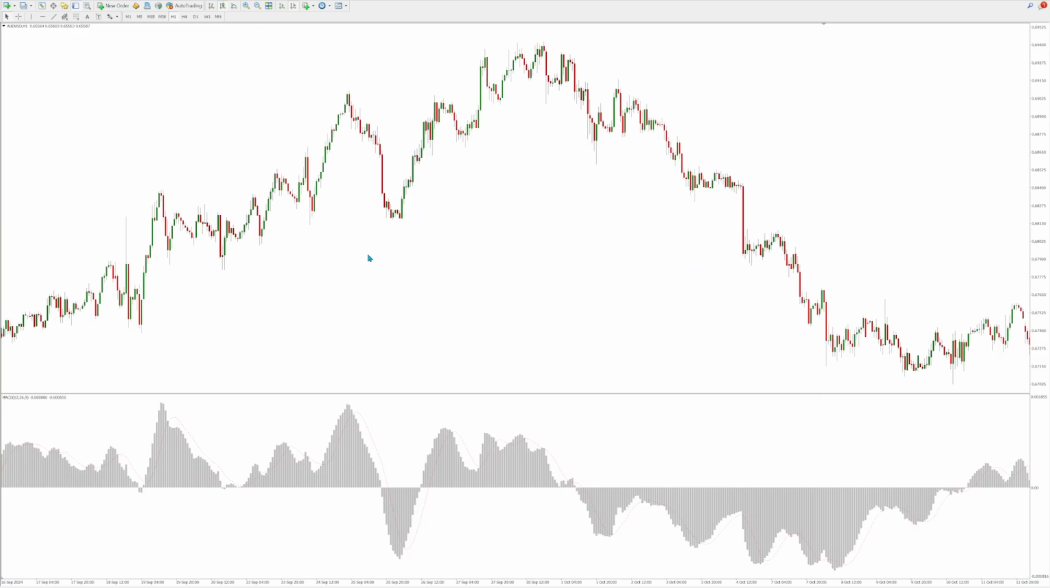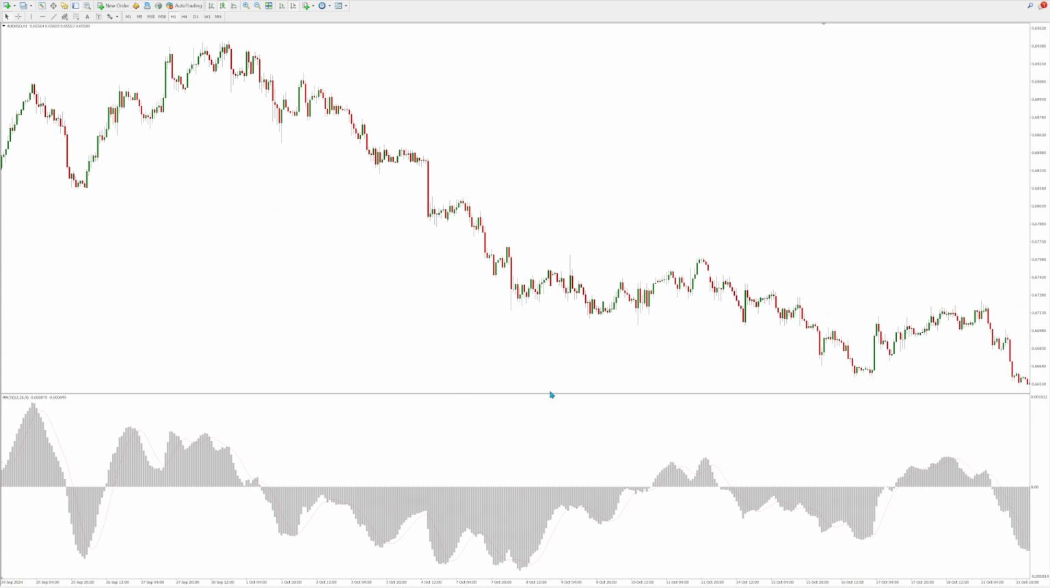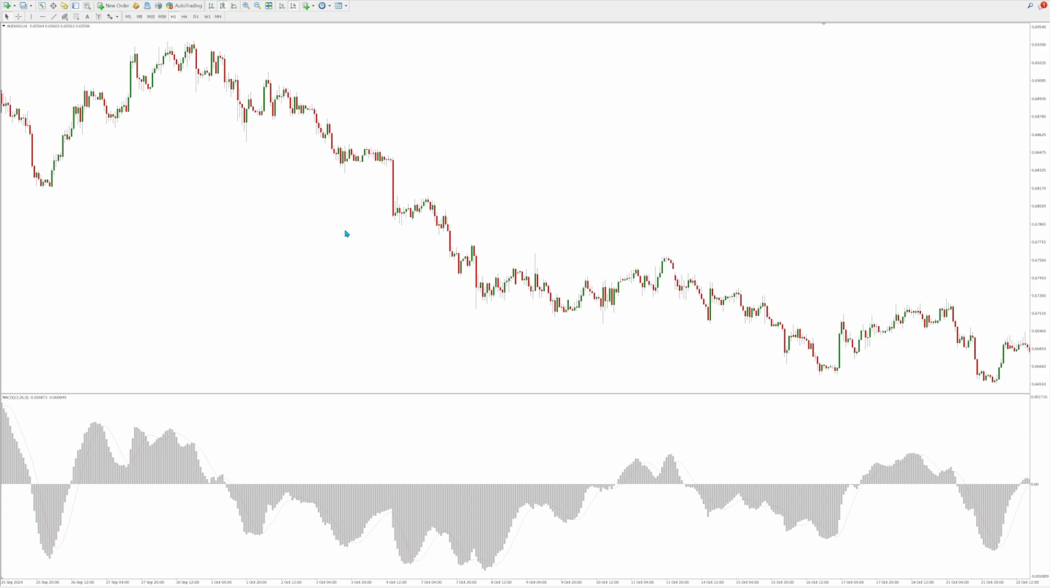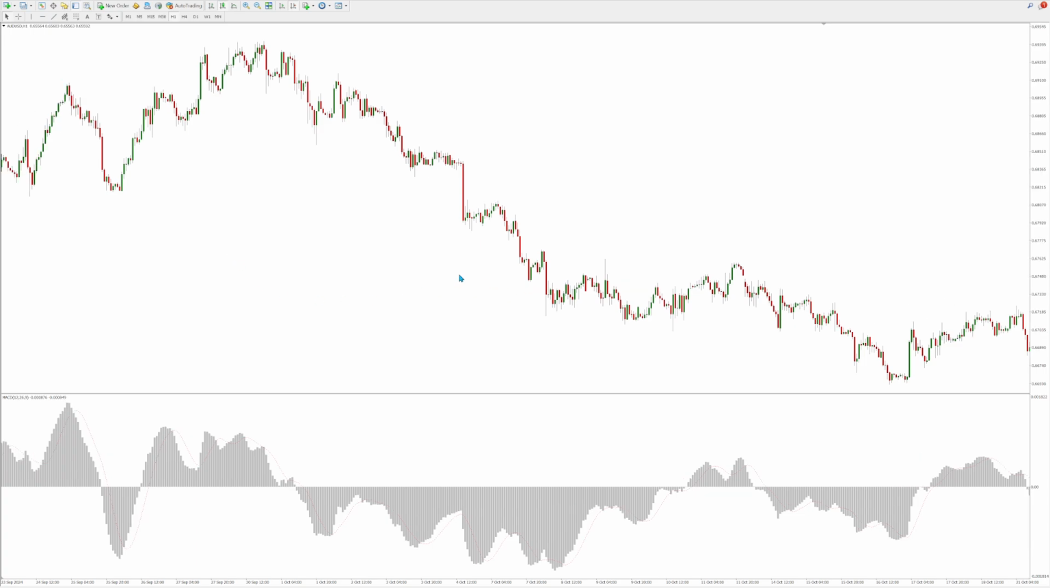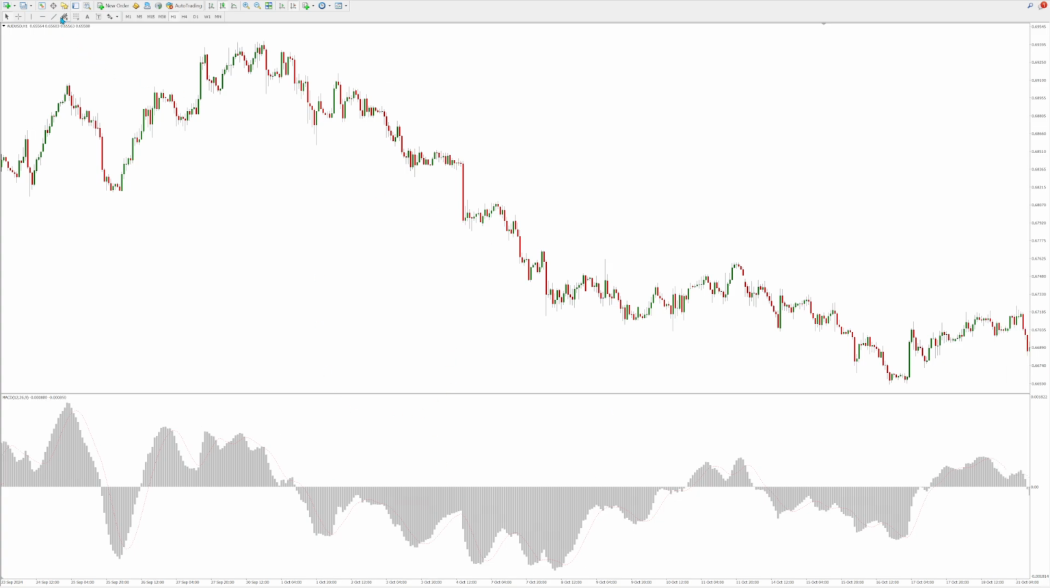Okay, so for this strategy, we just need the MACD indicator. You can see I have already attached it here to my chart. I'm using the default settings, 12, 26, 9. What we're going to do with this MACD crossover strategy is trade in the direction of the trend. We're not looking to trade in ranging or consolidated markets. We're going to first identify a trend and then use the MACD crossover signals for entry.